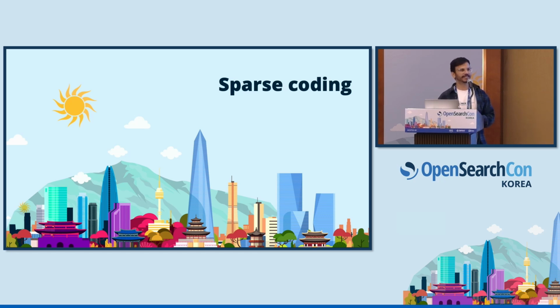But then came SPLADE. SPLADE is a type of model. SPLADE stands for sparse lexical and expansion. It came out in the middle of 2021, and what it does is solve this particular problem. It does learnable term expansion. Basically, that means it expands the terms just like how synonyms do.